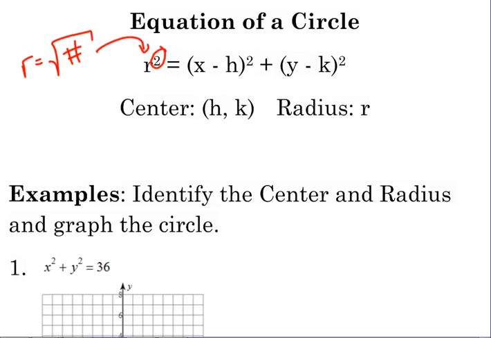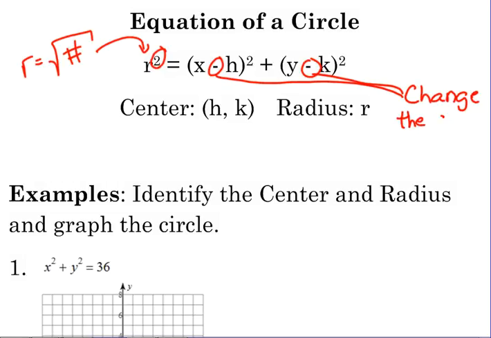All right. The center is (h, k). Notice where that is in our equation, and they both have minuses in front of them. So what that means is you're going to change the sign of those numbers there to identify the actual center. All right. So let's look at a couple of examples here.